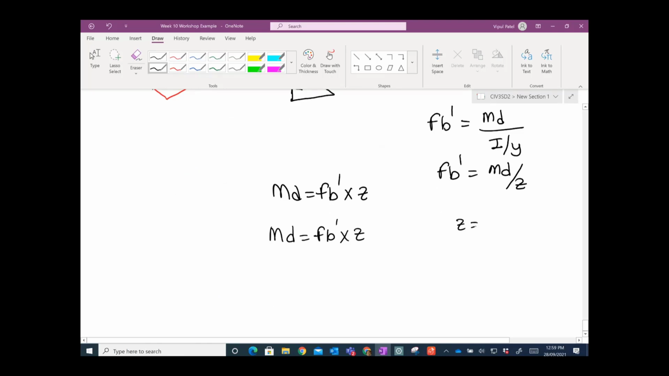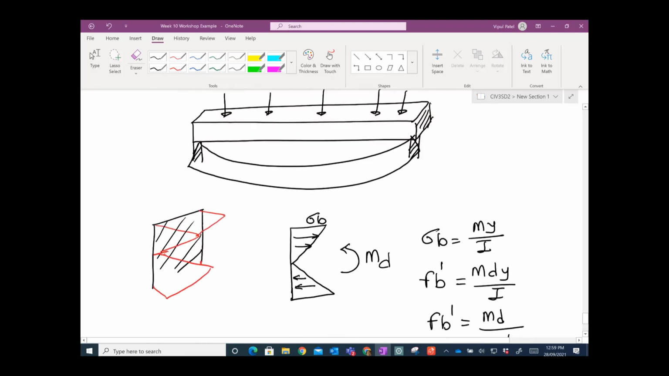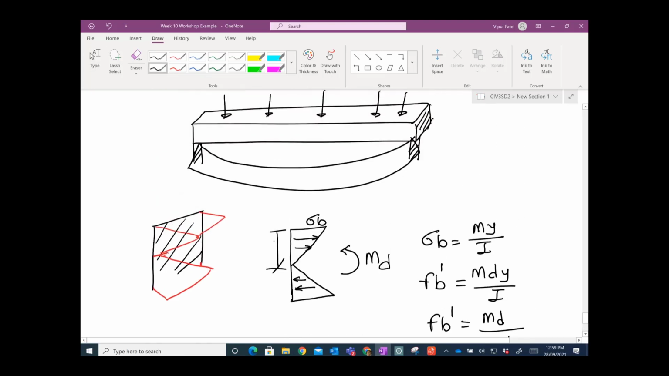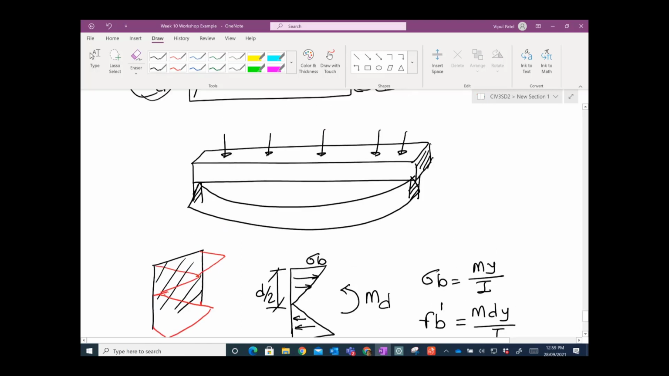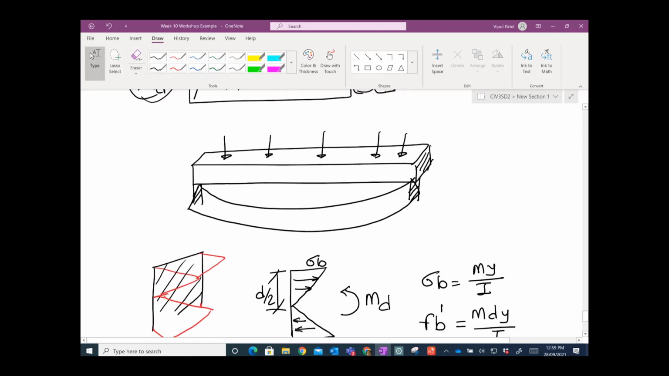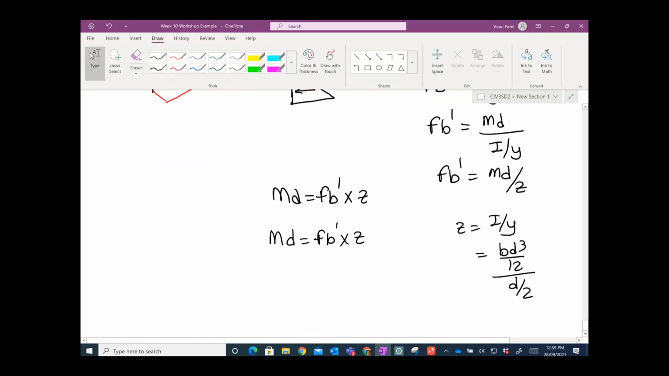Because Z is I on Y, which is basically BD cubed on 12 if it is rectangular, over D by 2. Why D by 2? Because you have this in the middle, D by 2, because you're talking about your cross sections, and you are trying to find the bending moments here. This is the overall D. Then you are trying to find D by 2, that is the distance from the neutral axis where you want to find the bending stress.